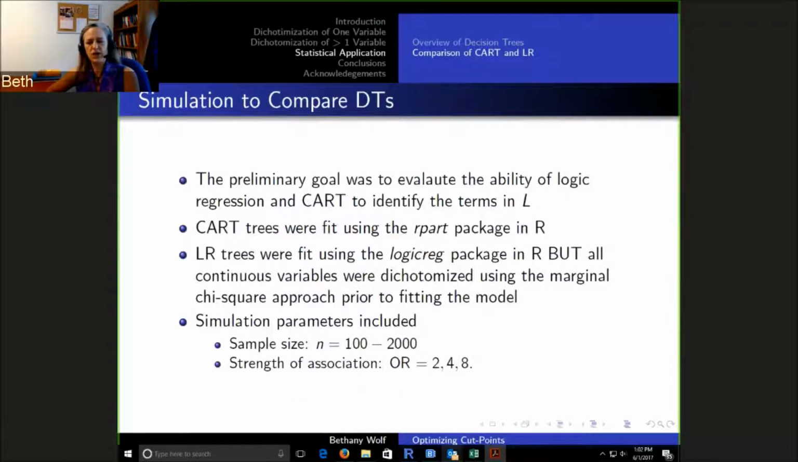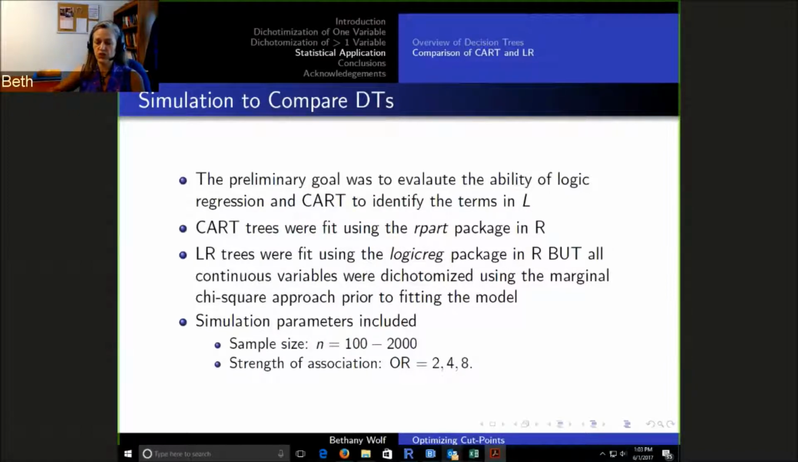And so one of the things that we were interested in was figuring out if we could use this dichotomization approach that we had described earlier. So first that marginal approach, but then also that joint dichotomization. Could we then, within logic regression, set it up such that logic regression could also be adapted to use continuous variables and select the cut points as it went along, and then compare this back to CART. And so we ran a simulation comparing these two scenarios. We used the package rpart in R to fit CART and the LogicReg package in R to fit logic regression trees, but we used the dichotomization approaches that I just described in order to dichotomize our variables for the logic regression tree.